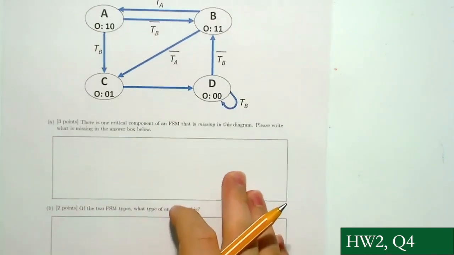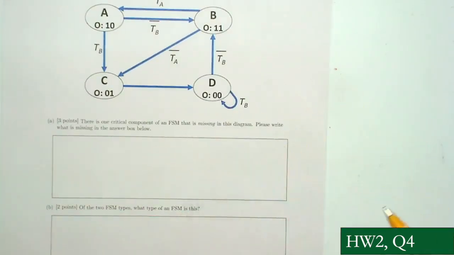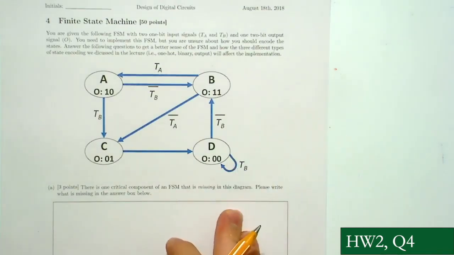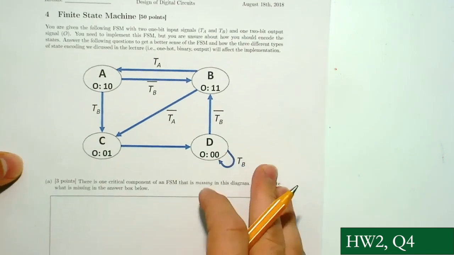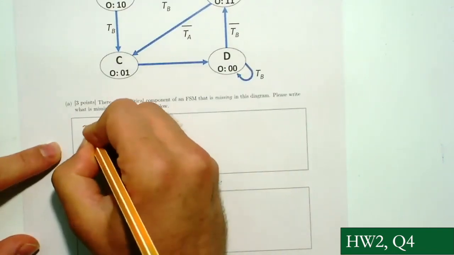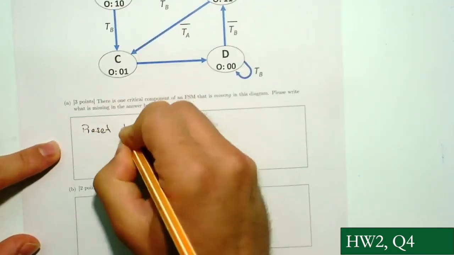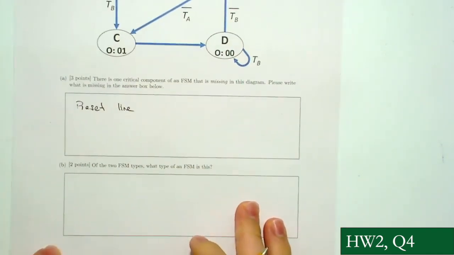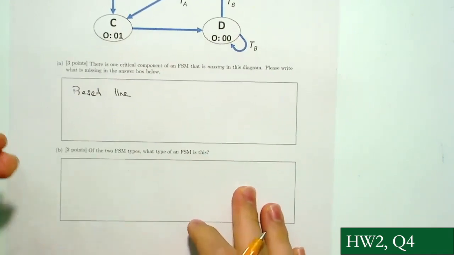So the question asks, there's a critical component missing in the FSM, and what is this missing component? If you look closely at that FSM, you'll see that there is no reset line, right? So we need to have that in order to basically have a deterministic behavior in that FSM. So we'll say that we don't have the reset line for this FSM.